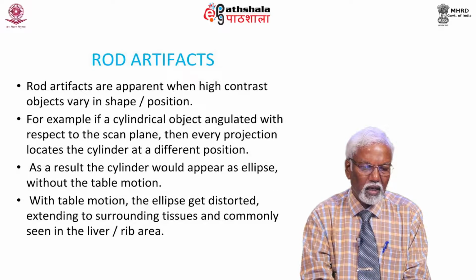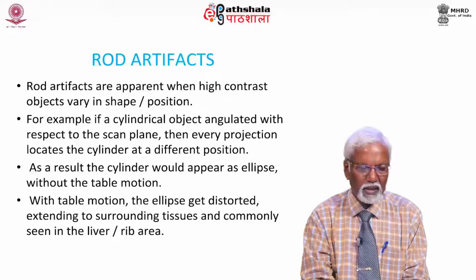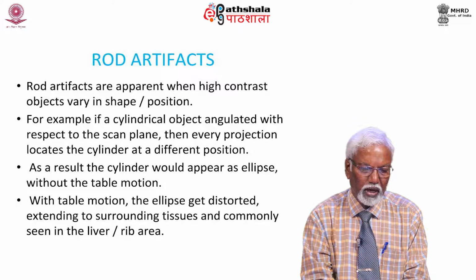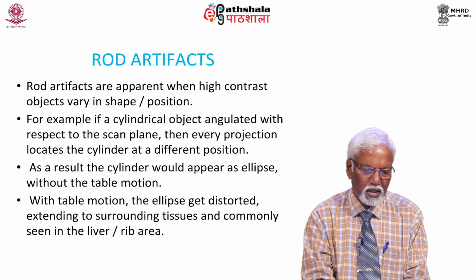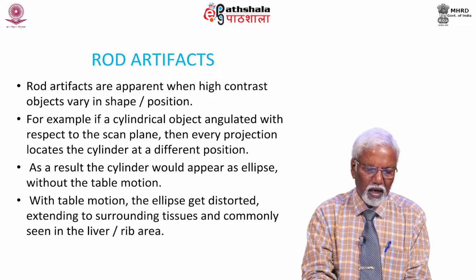Rod artifact. Rod artifacts are apparent when high contrast objects vary in shape and position. For example, if a cylindrical object is angulated with respect to the beam plane, then every projection locates the cylinder at a different position. As a result, the cylinder would appear as an ellipse without table motion. With the table motion, the ellipse gets distorted, extending to surrounding tissues, and is commonly seen in the liver and rib area.